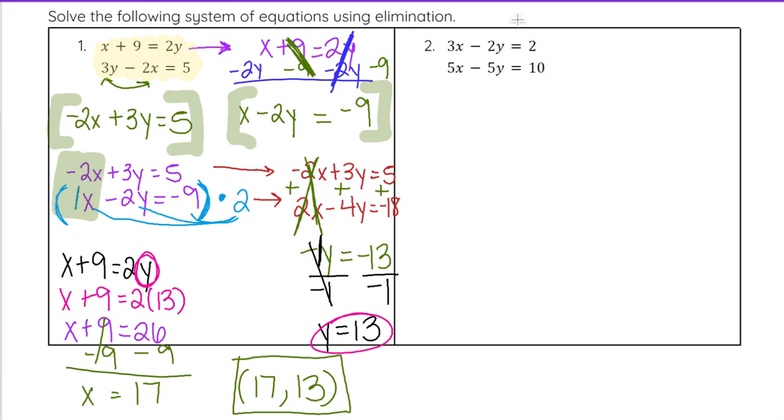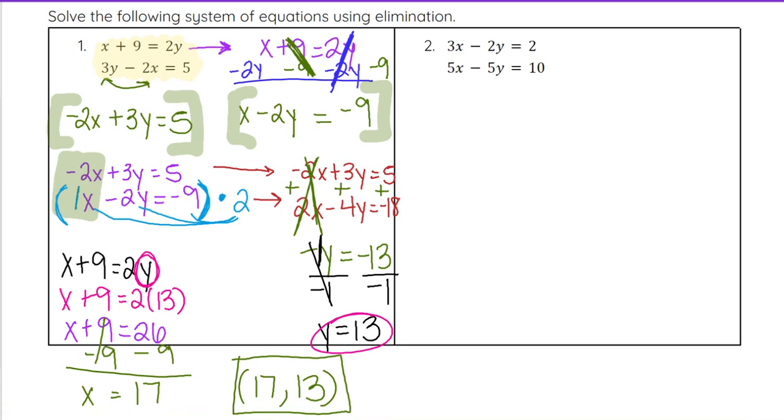Now, the second example I have here, 3x minus 2y equals 2, and 5x minus 5y equals 10. If you look at this, it is already lined up. Your x's are lined up, your y's are lined up, equal signs and constants. So the lineup is fine.